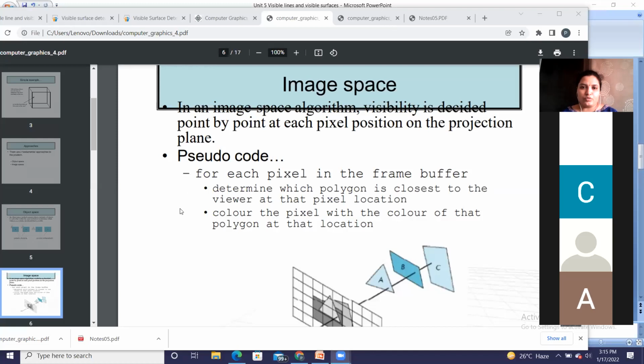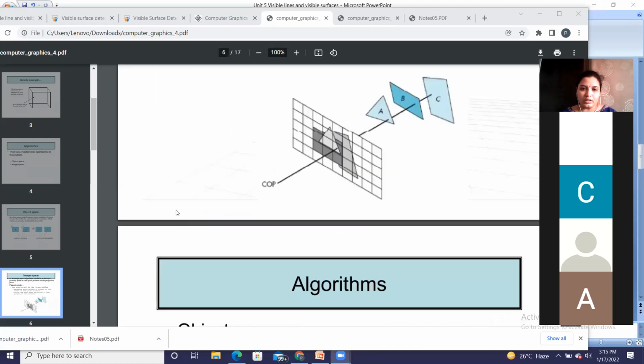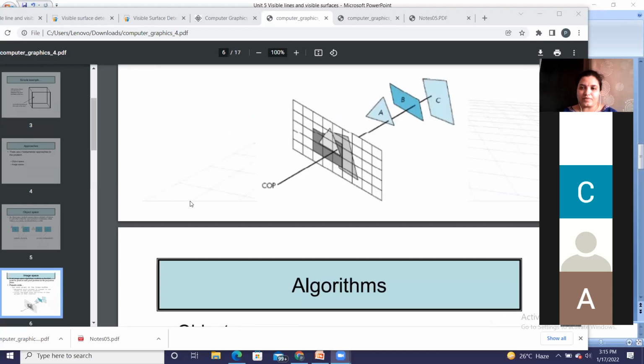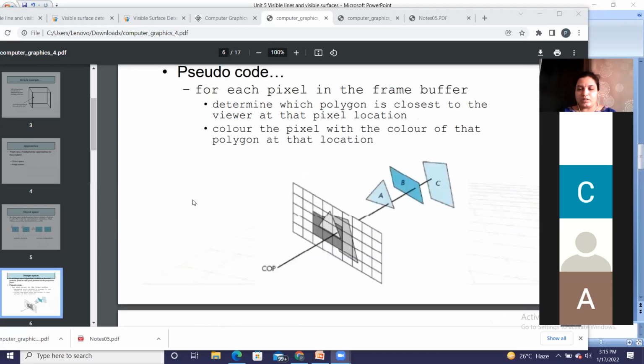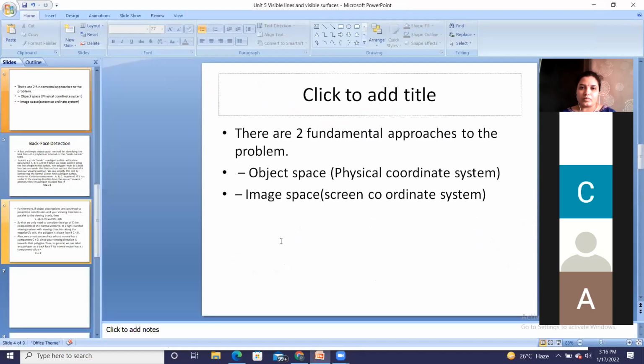So let us move to the next bits. Now we will see the algorithms in detail. Two approaches we have studied. We have studied what is visible lines, what is hidden surface removal, the definitions of them, and the two approaches, object space method and image space method. So we will see the algorithms in detail.